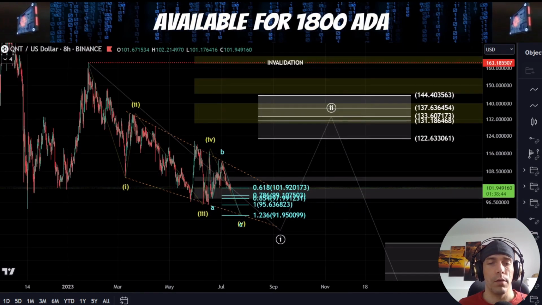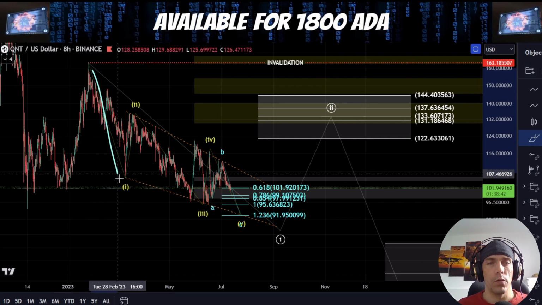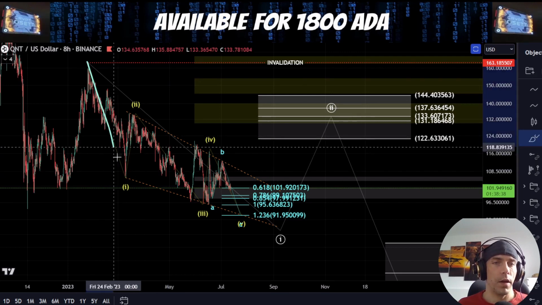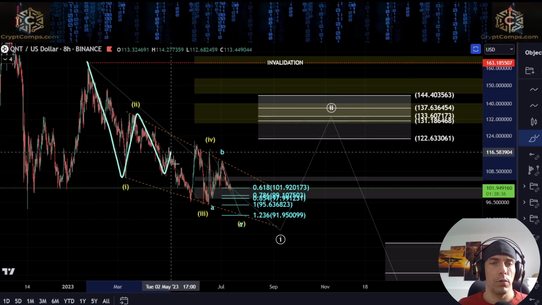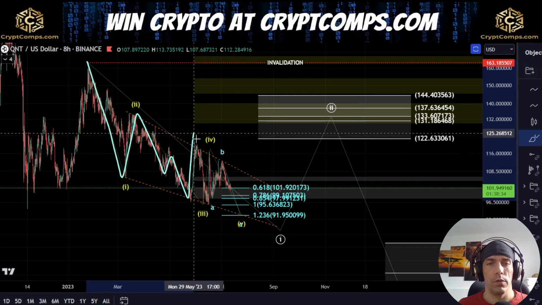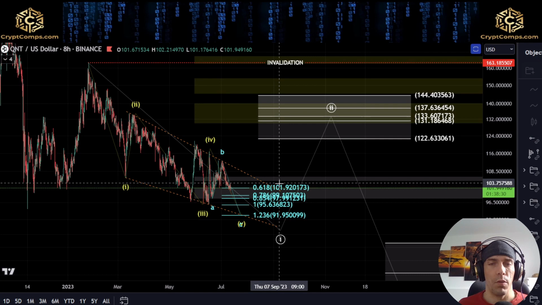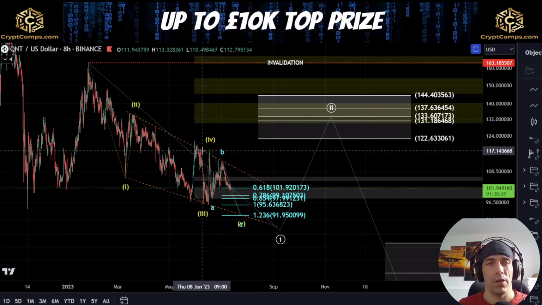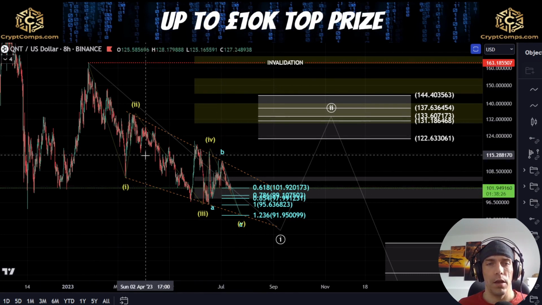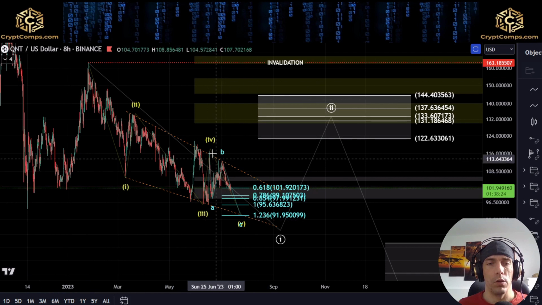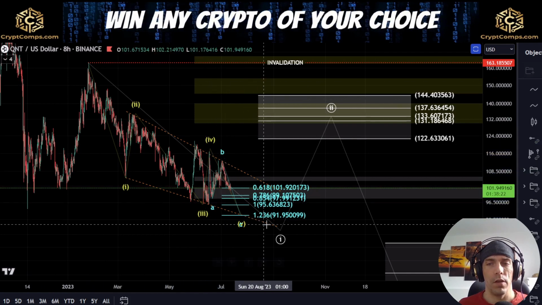Now, we also need to be careful within this structure here that this could also have some other counts available where we count this as 1, 2, 3, 4, 5 into here. This is a wave 2. And we could be starting a series of 1s and 2s here, in which case we look to break down directly. This is not my primary expectation, and what I'm thinking is likely here is that this diagonal is actually still looking to take place, where we're looking for this ABC down.